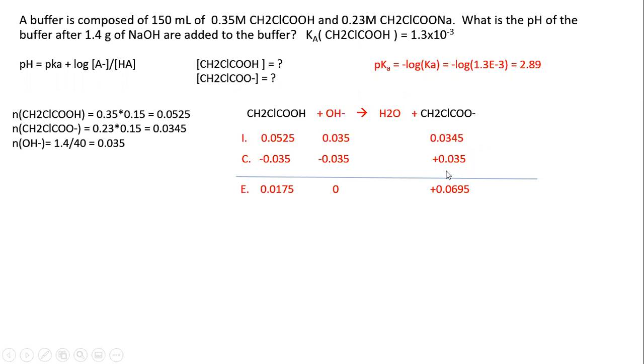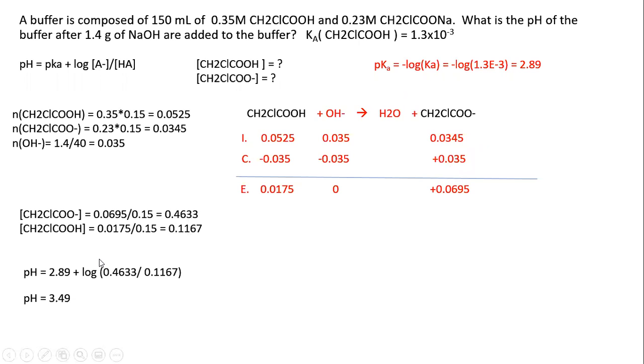So now we get our new moles of weak acid and conjugate base. We calculate the concentration. We can find the new pH. So here it's 3.49. Again, since we're adding a base, pH should increase. Secondly, since the moles of weak base are greater than the moles of weak acid, our pH should be above the pKa. So this has a pH of 3.49.